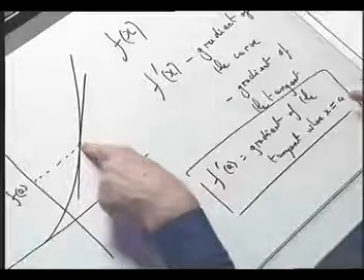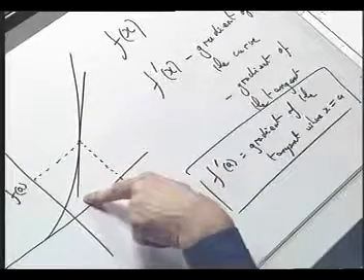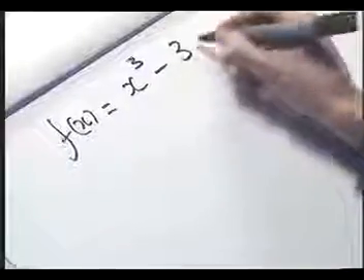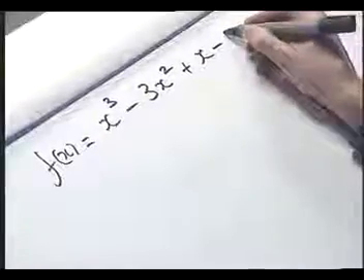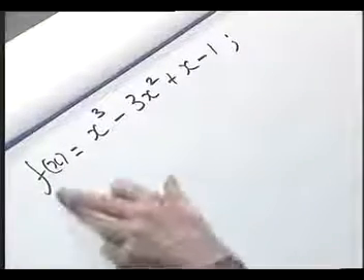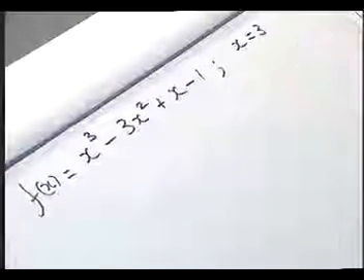Because if we know the gradient of the tangent and we know the point on the curve, we can then find the equation of this tangent, because it's just a straight line. So let's have a look at some examples. In the first example, we'll take f of x is equal to x cubed minus 3x squared plus x minus 1. And what we want is the equation of the tangent to this curve at the point where x equals 3.